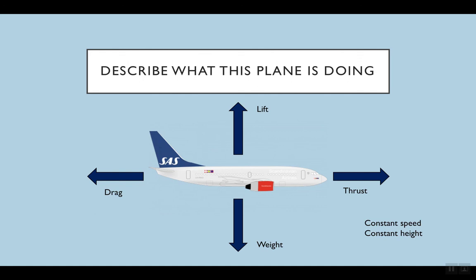Because the resultant force is zero, that does not mean the plane is going to drop out of the sky. It's going to mean that it's going at a constant speed, and it's not going to be moving up, and it's not going to be moving down, it's going to be going at a constant height as well. Now what happens if the thrust gets larger, but all the other forces stay the same? The lift and the weight cancel each other out, the resultant force of those is going to be zero, but the thrust is greater than the drag, so that means it's going to be accelerating, but still at a constant height.